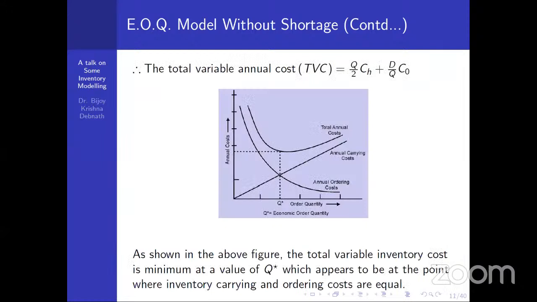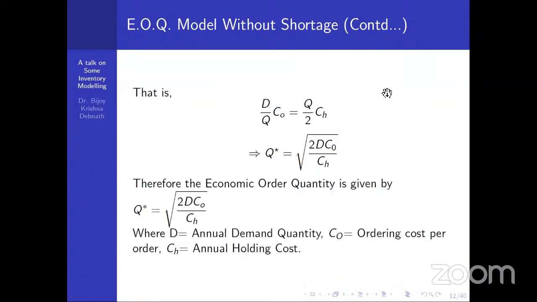And as I said, this Q star is also obtained if you set the first derivative with respect to Q equal to 0, then you get this Q star value, and at this Q star, if you check the double derivative, that will be greater than 0. This is a simple homework for you.